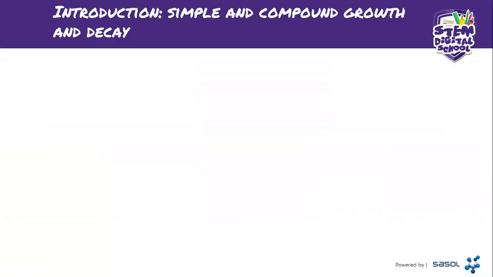The introduction: simple and compound growth and decay. And now we are going to start with simple interest. Now, as you can see, we have a formula for simple interest, which is A = P(1 + in), right?